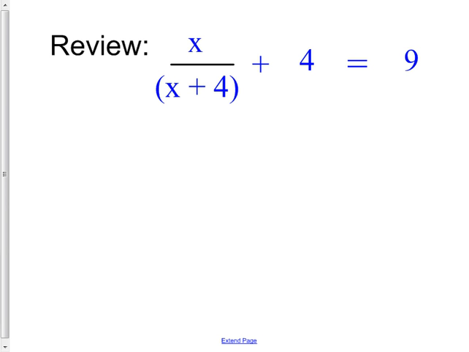These are a lot nicer if they don't have fractions in them. What makes it a fraction? The fact that it has a denominator. How do I get rid of the denominator? Multiply by that denominator. So go ahead, multiply each term of this by x plus 4.